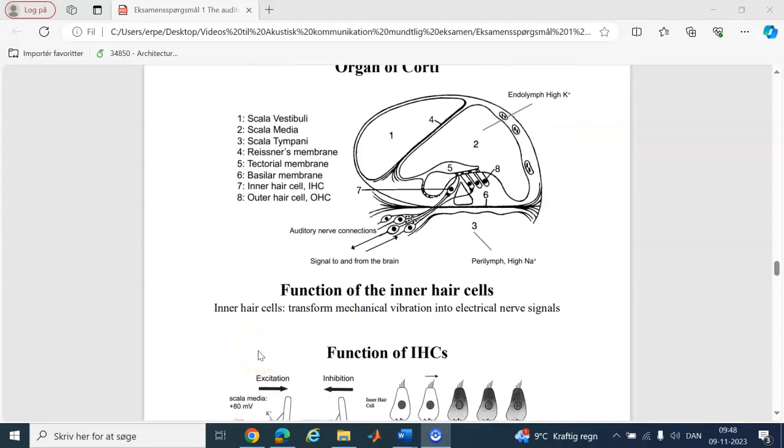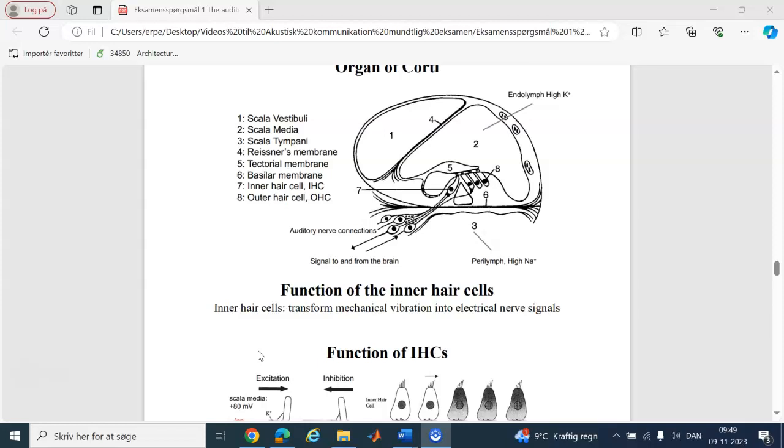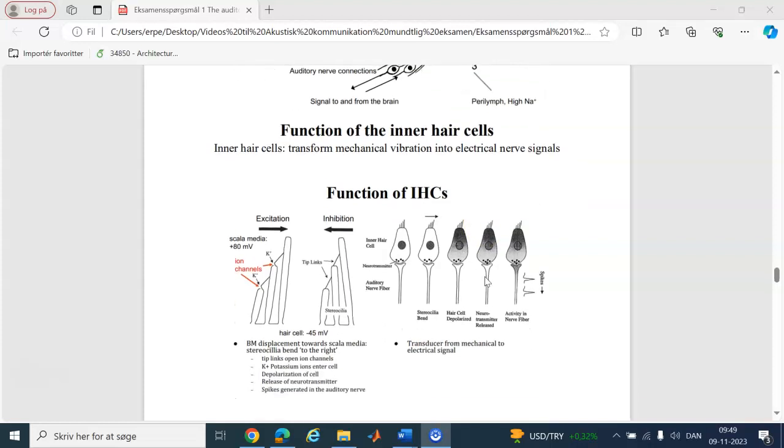This is the auditory system, part 2. So we have to explain now the function of inner hair cells. The function of inner hair cells is that they transform mechanical vibrations from the basilar membrane into electrical nerve signals.